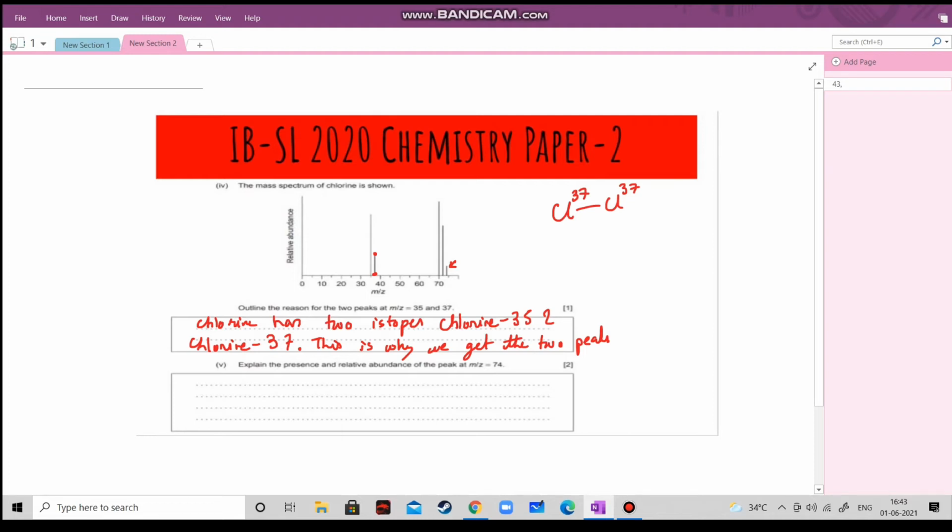So for the presence, this peak is formed by the Cl37 molecule.